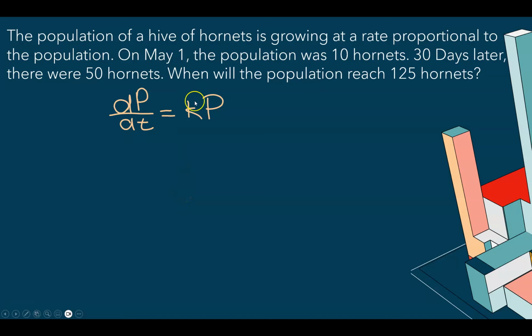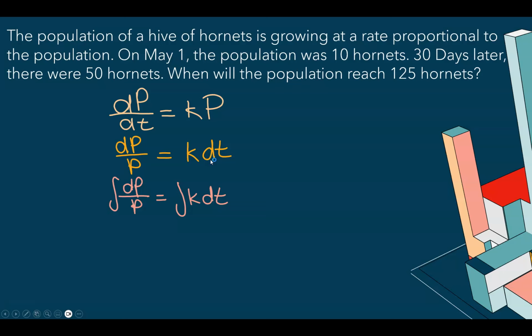We're going to separate variables. Divide by P on both sides, multiply both sides by dt. So dP over P is k times dt, and then we'll put on some integrals. The integral of dP over P is equal to the integral of k times dt. The antiderivative of k with respect to t is kt. The antiderivative of 1 over P is the natural log of the absolute value of P. But the population of hornets is going to be positive, so we don't bother with the absolute value. And don't forget your plus c over here on the right, just where it's out of the way.